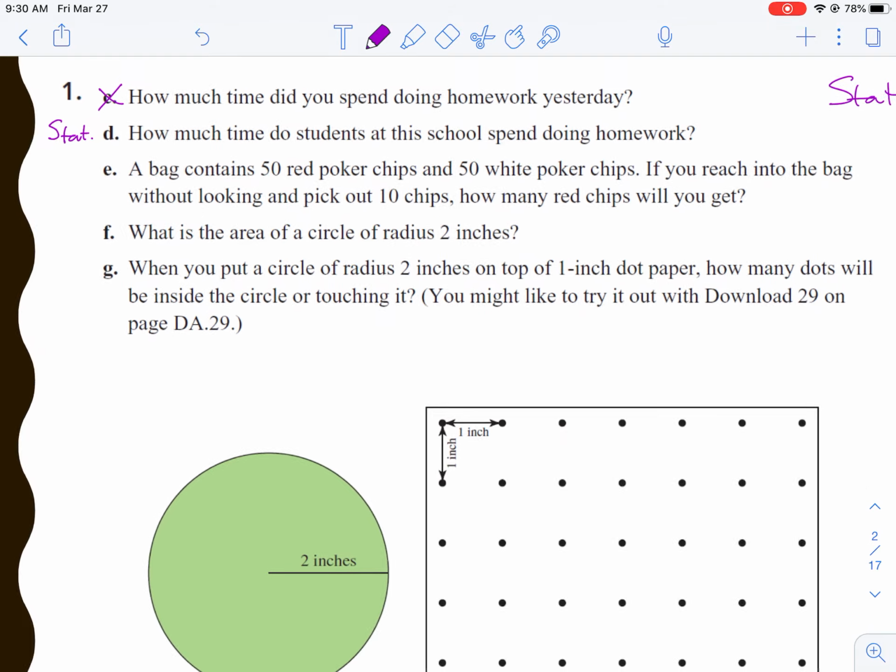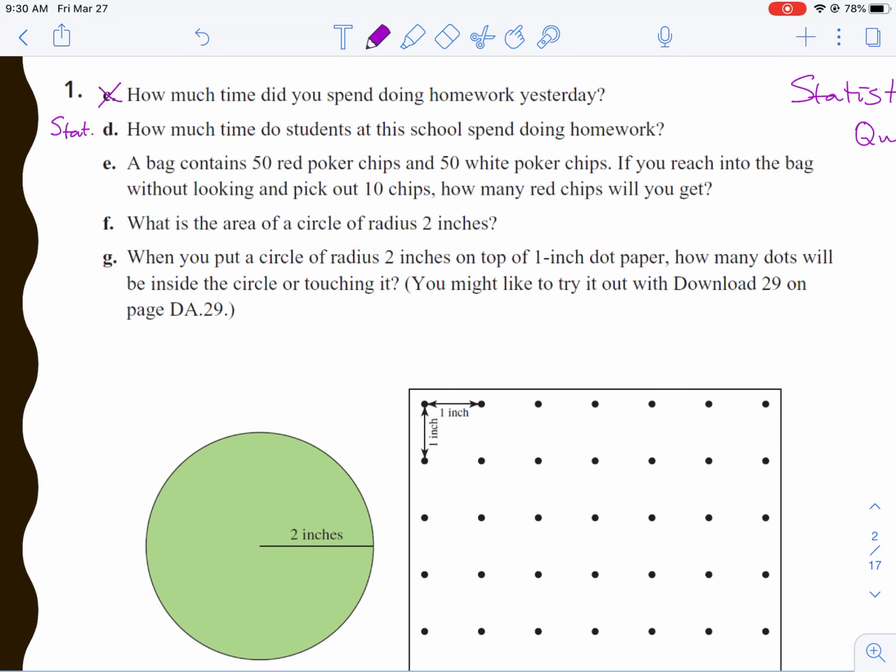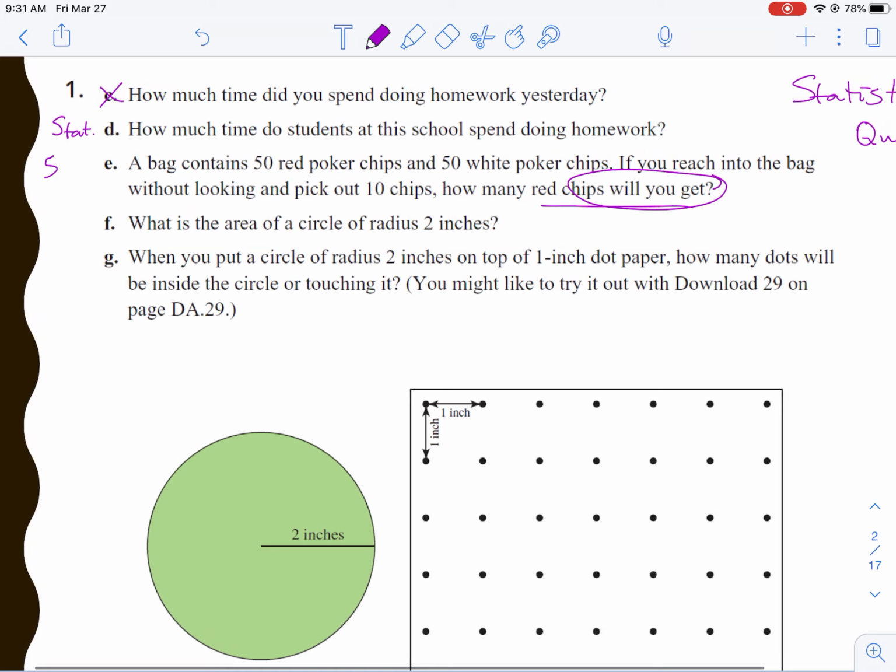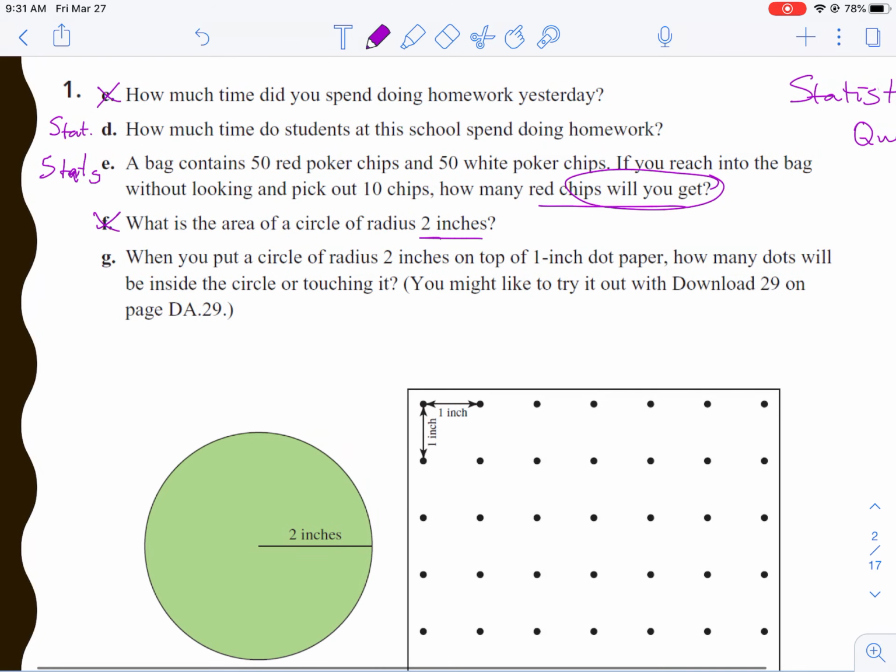All right, so if we have a bag with 50 red poker chips and 50 white poker chips, if you reach into the bag and pick out 10, how many red chips will you get? This is interesting. If it said how many did you get, that would not be statistical. But since it's predicting how many will you get, that is statistical. What is the area of a circle of radius 2 inches? That is not statistical.